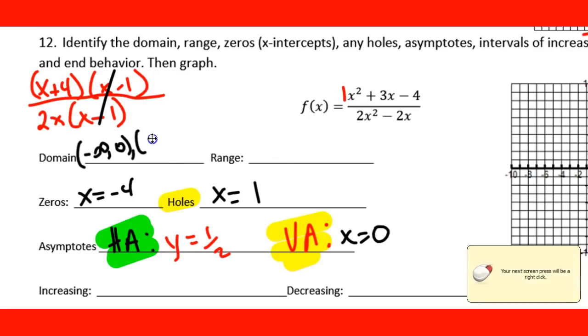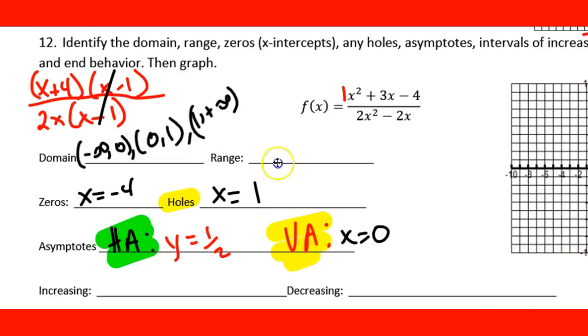So again, 0 to 1. And then we have 1 to positive infinity. There we go. Right there. And then our range is going to be from negative infinity to 1/2 and 1/2 to positive infinity. Like so.